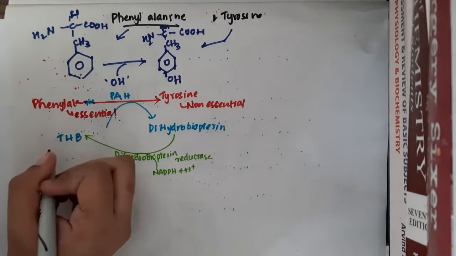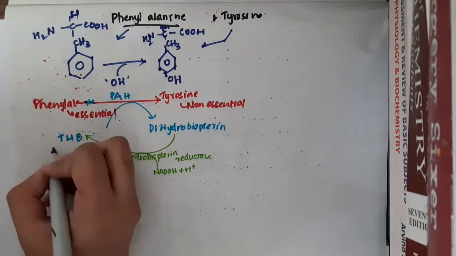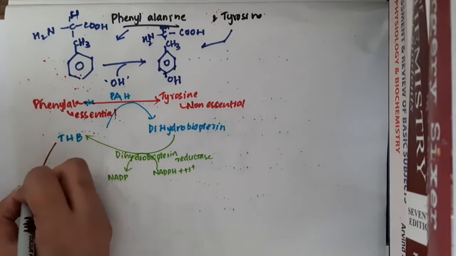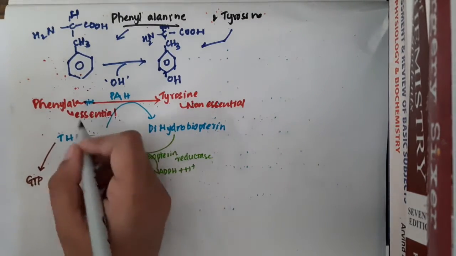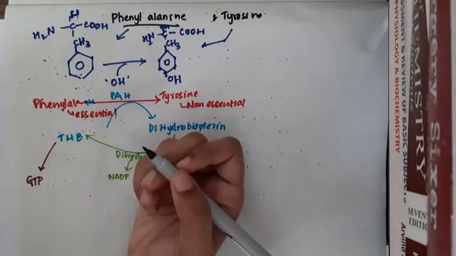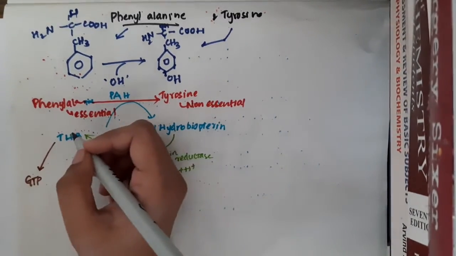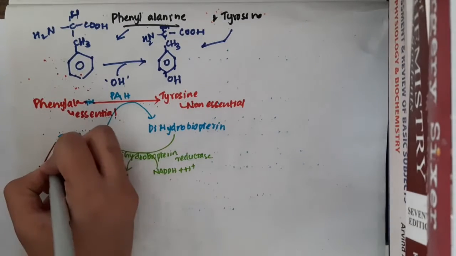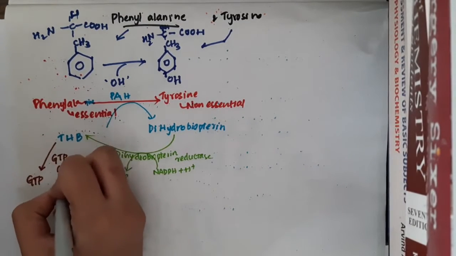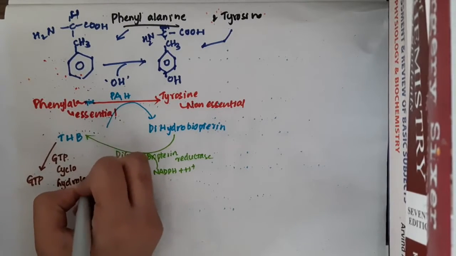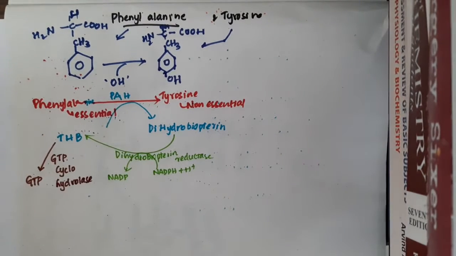And tetrahydrobiopterin gets converted to GTP. This conversion of tetrahydrobiopterin to GTP occurs in the presence of GTP cyclohydrolase. Okay, this pathway is very important.